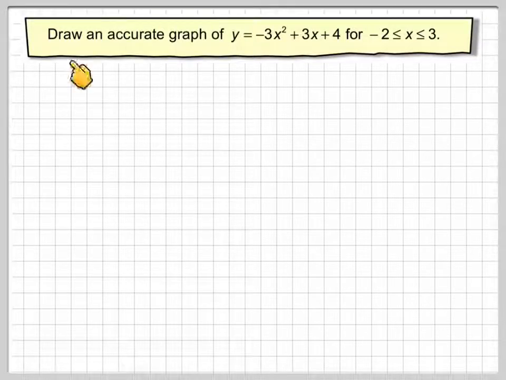Hi, in this video we're going to draw an accurate graph of y is equal to minus 3x squared plus 3x plus 4 for x being between minus 2 and 3 without using any technology. So notice here we've got minus 3x squared plus 3x plus 4. This is a quadratic function. So the main method to use if you're not using technology is to make a table.